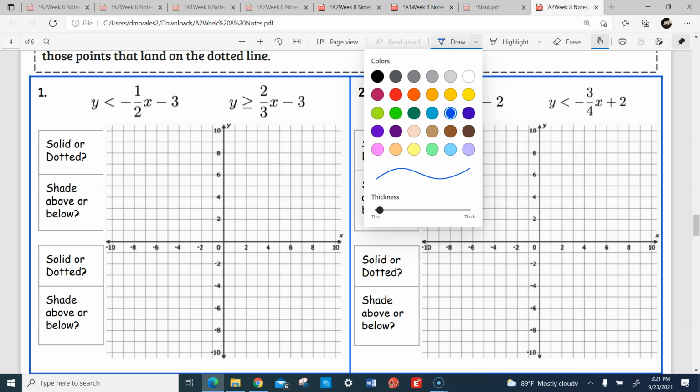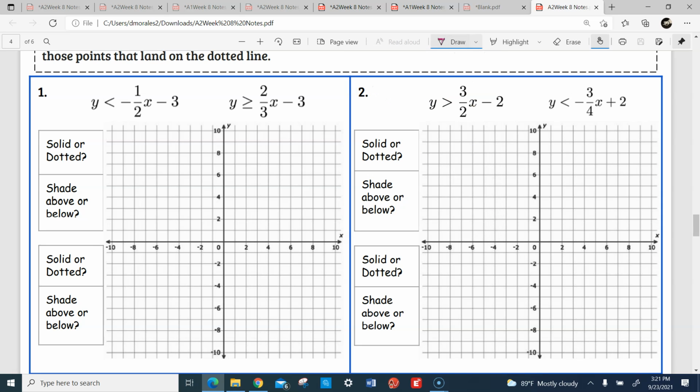So the first inequality, excuse me, I'm going to work on is this one over here for number 1. Now we have y less than negative 1/2 x minus 3. The less than symbol tells me that's going to be a dotted line, and it's going to be shaded below because less than implies things that are low or lower.